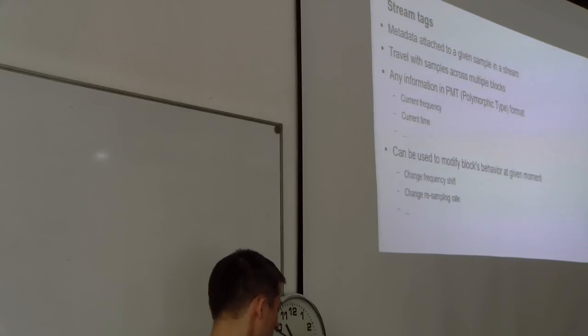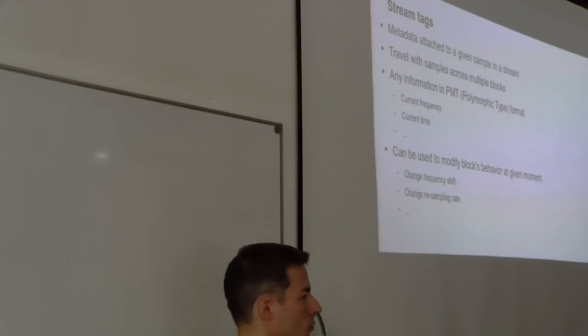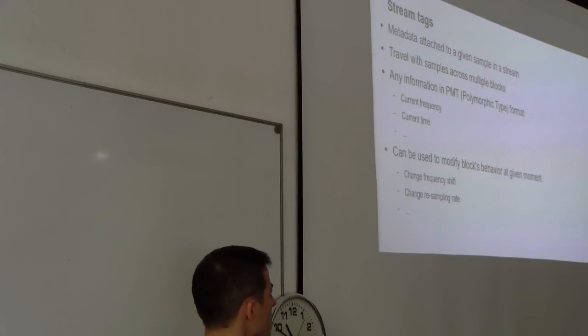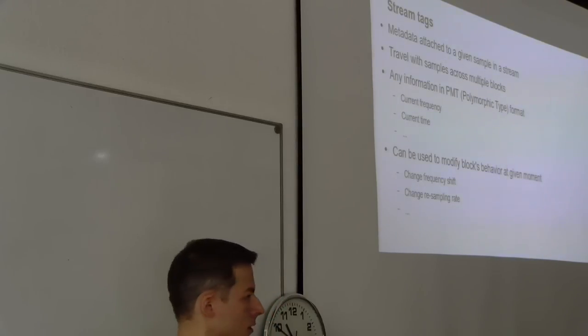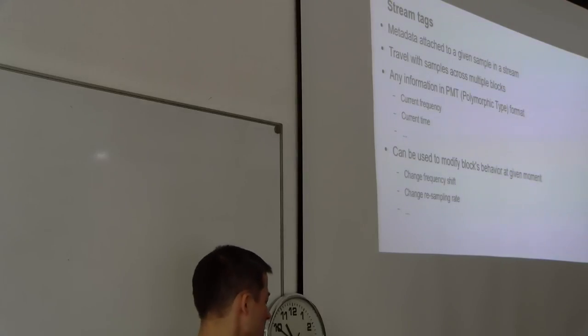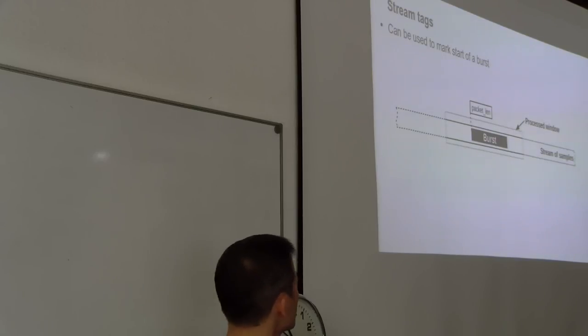So over the years, GNU Radio evolved, and some mechanisms were added, like for example stream tags. What are stream tags? It's metadata that is attached to a given sample in the stream, and it travels across multiple blocks. It can be used to send information from upstream blocks to downstream blocks about, for example, the current frequency that we are receiving on, the current time for a given sample, and other stuff. It can also be used to modify other blocks' behavior at a particular moment, for example changing frequency shift at a precisely given moment, changing the resampling rate and so on. So this is how it looks.